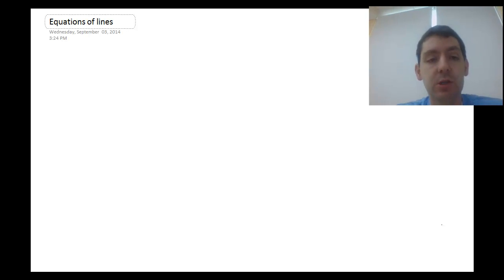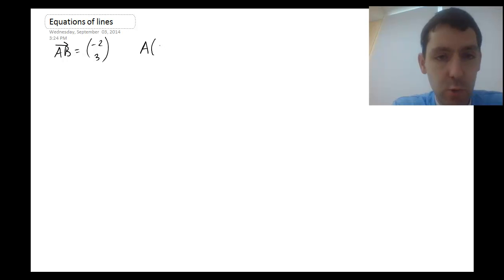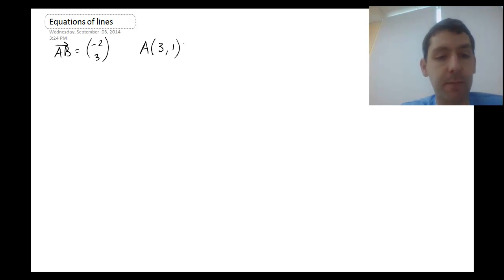All right, so the first thing we're going to do is start with two vectors. We've got vector AB, which we're going to say has components of -2, 3. And then we've also got point A, which has coordinates of 3, 1. What we're going to do with this is find a couple of things and talk about a couple of different ways to get through it.